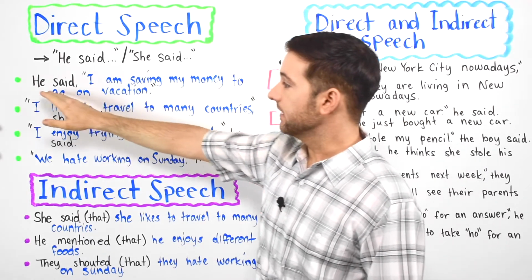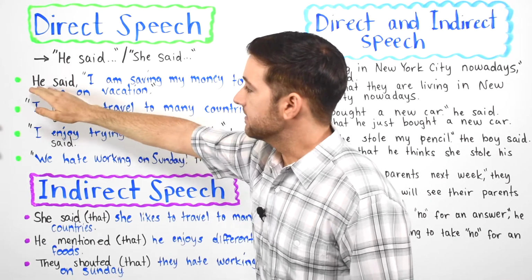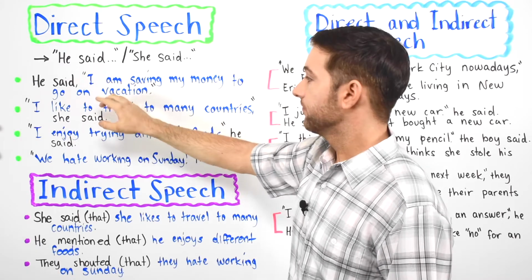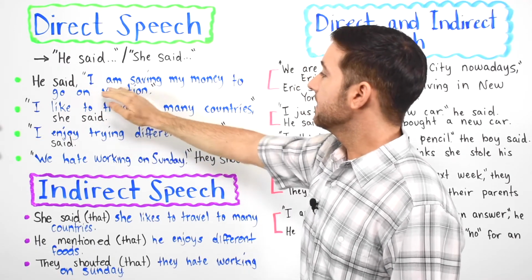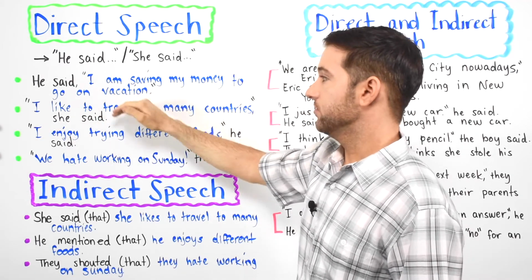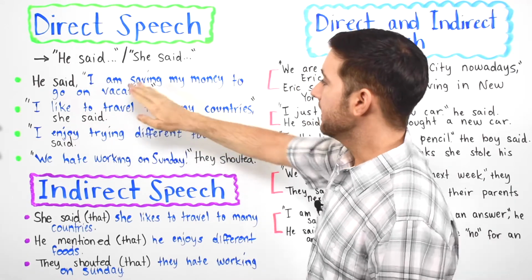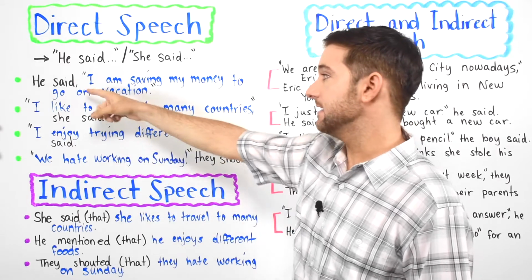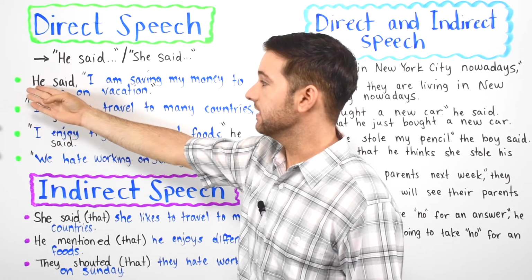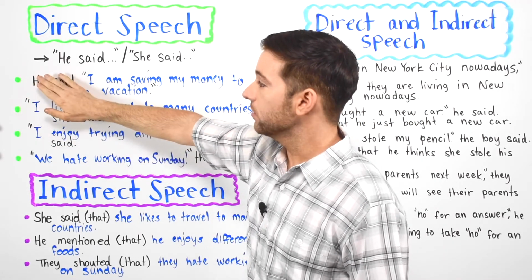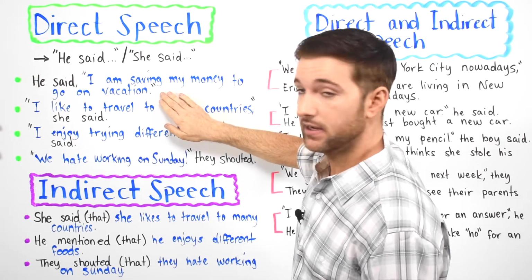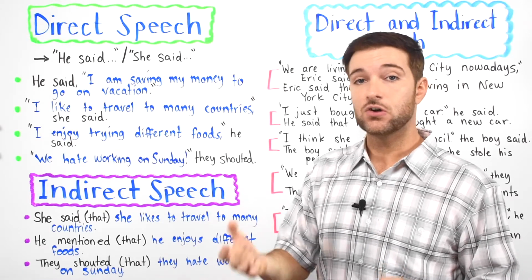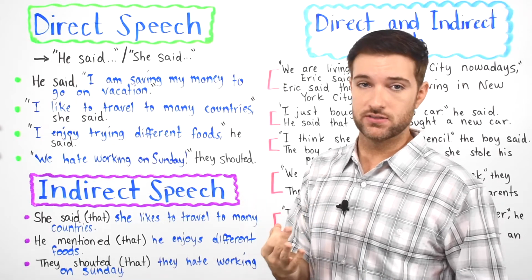For example, in this one it says he said, and then we have the quotation marks here, right here and right here. I am saving my money to go on vacation. These are the exact words that he said. Okay, so we put he said in the beginning, or you can put it at the end right here. So you can choose whatever you want, all right? In this case, we use the exact quote that the person said.